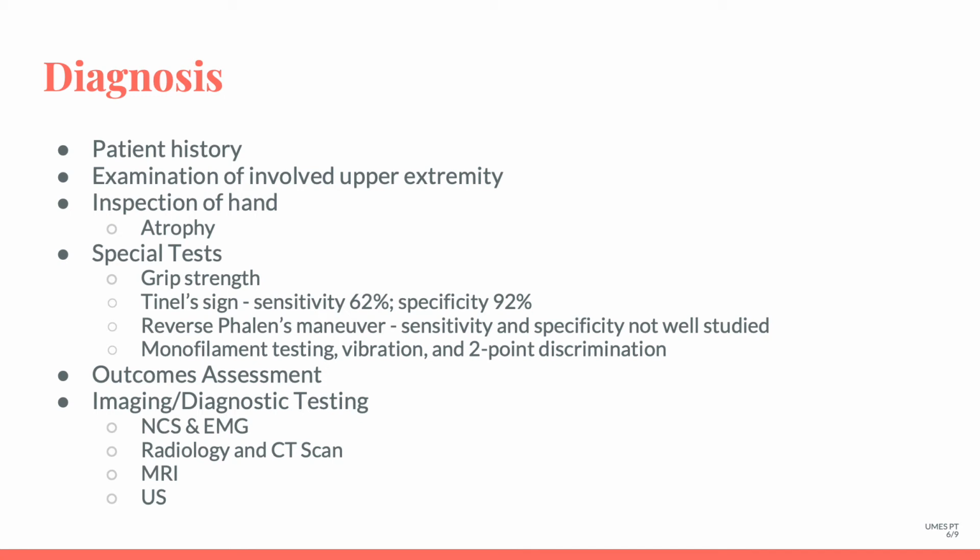And then the reverse Phalen's maneuver, where we have the person extending their wrist and their fingers and holding at 90 degrees at about their chest level, and we don't want to be pushing the hands together, just kind of holding there for a minute, and we want to see if that reproduces any symptoms. And then monofilament testing, vibration, and 2-point discrimination can also check for disruptions in the sensory root of the nerve.